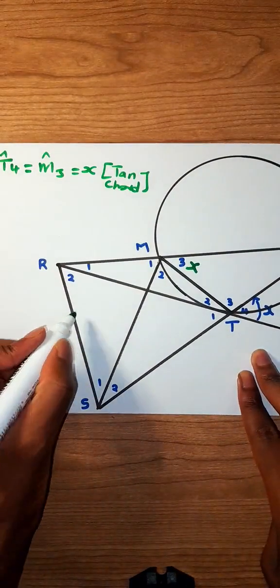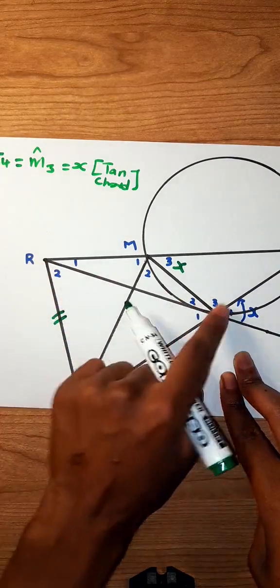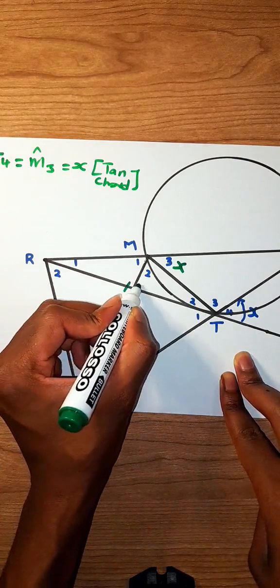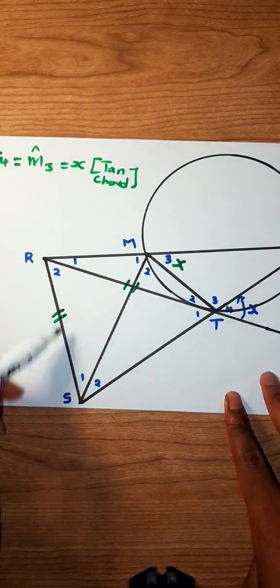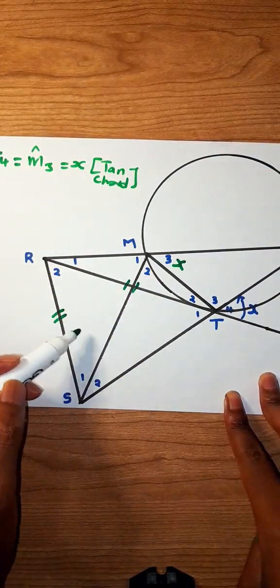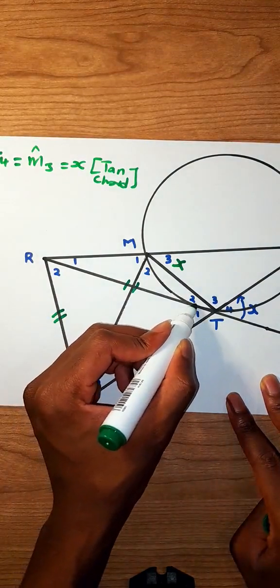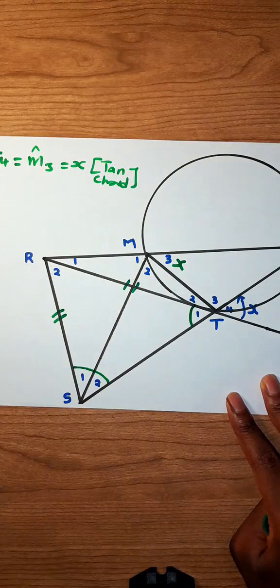RS, okay, I'm just going to mark it. RS is going to equal RT, right? So RS is actually going to equal RT. So what do we know? We know that if we have a triangle with two sides that are equal to one another, it means that the base angles of that triangle also have to be equal, right?